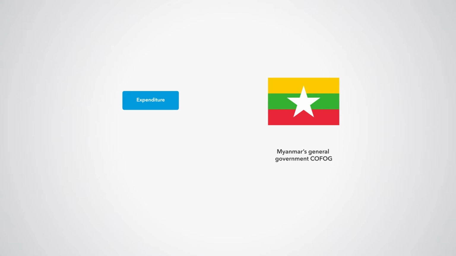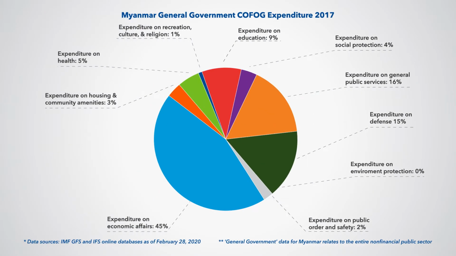Let's look at the case of Myanmar's General Government COFOG. In 2017, expenditure was about 25% of GDP. Where did this spending go? Three categories taken together covered about 3/4 of total spending.